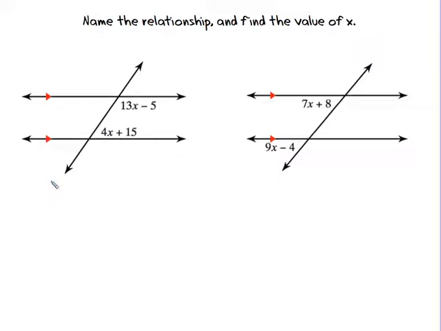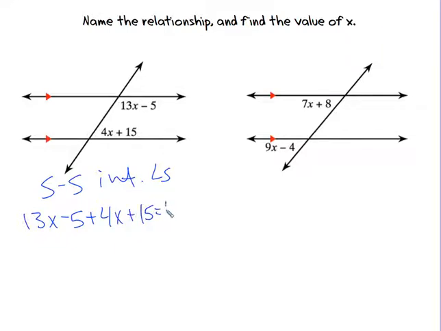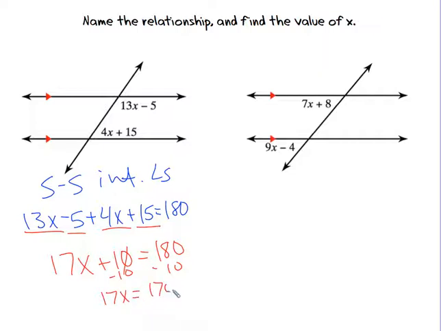All right, these are same side interior angles, so they add to 180. So 13x minus 5 plus 4x plus 15 equals 180. So combine your like terms. 13x and 4x make 17x. Negative 5 and positive 15 make plus 10. You'll subtract the 10 from both sides, get 17x equals 170, and then when you divide you get x equals 10.